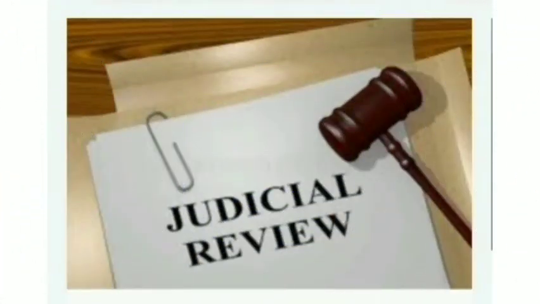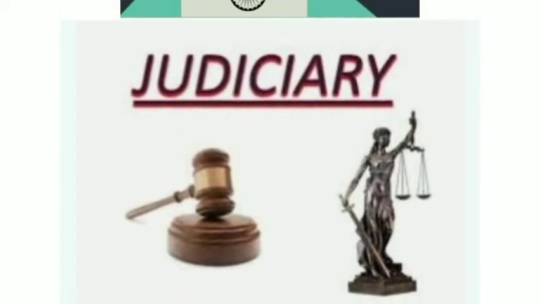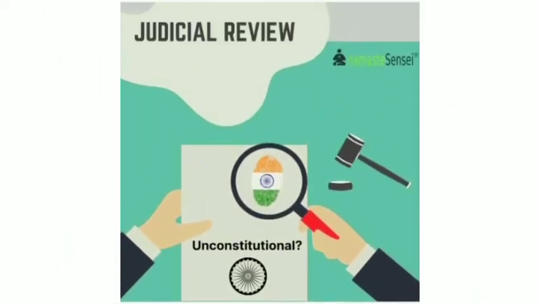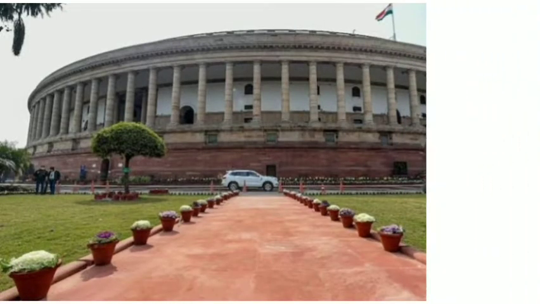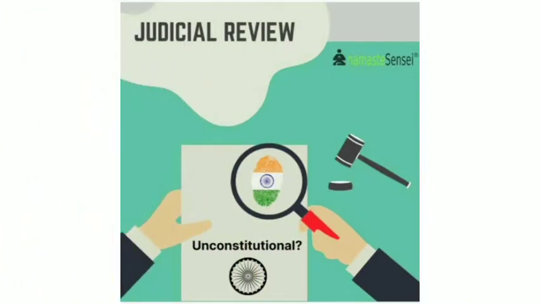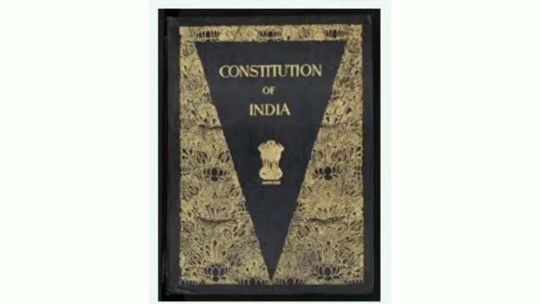What is judicial review? Here, the judiciary is the final interpreter or final explainer of the Constitution. It has the power to strike down or cancel particular laws passed by the Parliament if it believes that these are a violation of the basic structure of the Constitution.